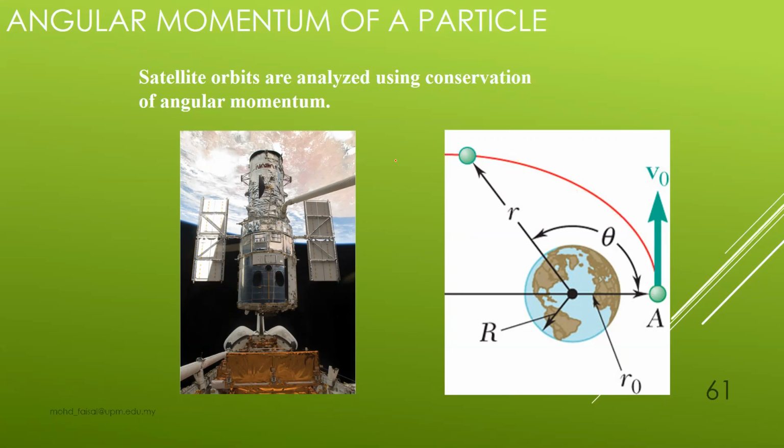And before we proceed further, for satellites, normally we have our natural satellite, which is what we call the moon. The moon is our natural satellite, and then we have our man-made satellites.